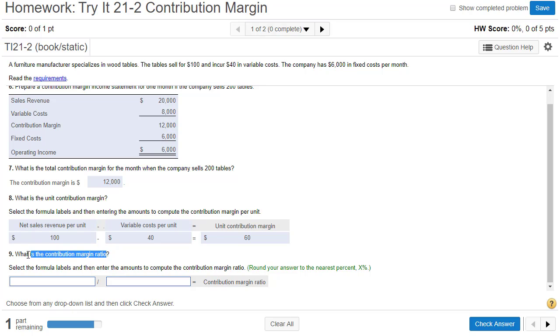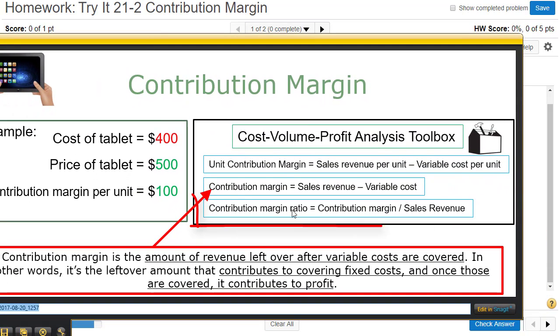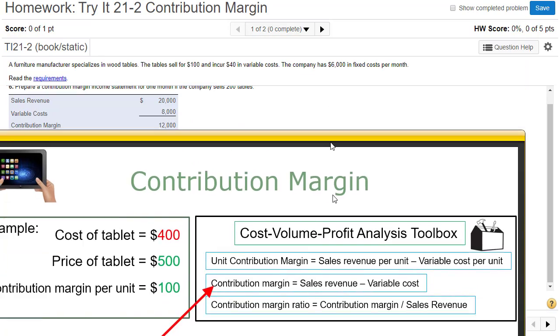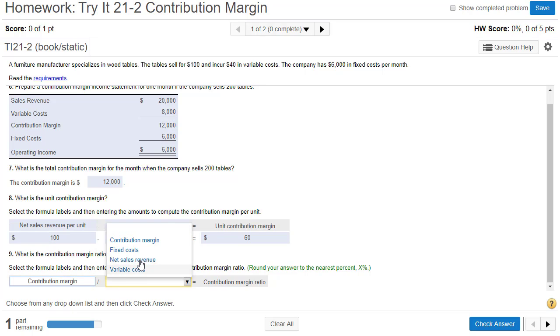So then last, we've got, what is the contribution margin ratio? So this is a percentage. So the contribution margin ratio is right here. It's the contribution margin divided by sales revenue, or net sales revenue. They use those interchangeably pretty much.